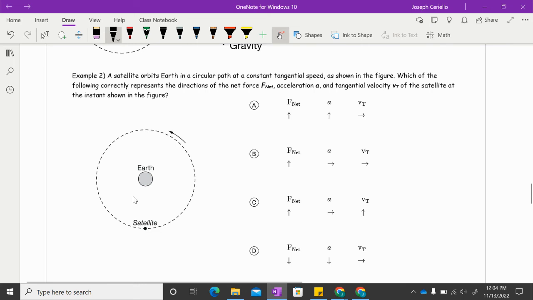Now this one here, this might be a little confusing. You might say, well, FNet doesn't appear on free body diagrams. It's just asking you to tell us which direction FNet would point. If it's moving in a circular path, FNet has to point towards the middle of the circle, so you know it's not choice D. The centripetal acceleration has to point towards the middle of the circle as well, in the same direction as the net force. So you know it can't be choices C and B. And the tangential velocity points in the direction of motion, so it has to be choice A.